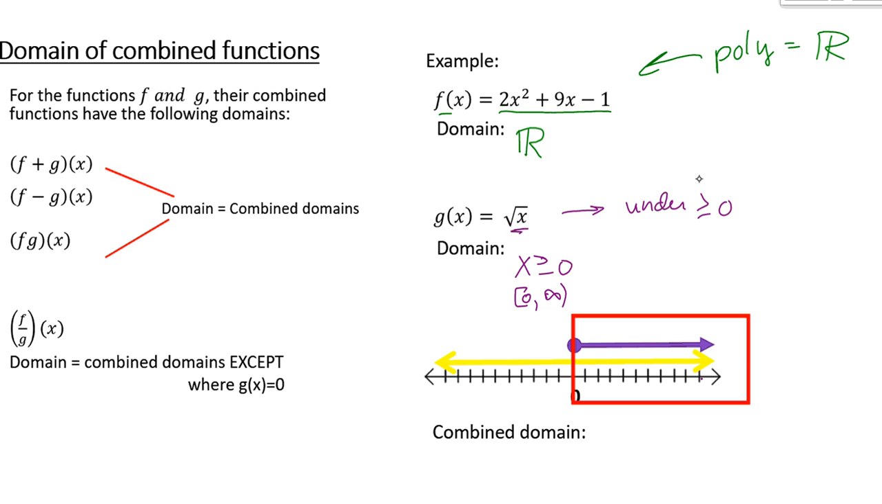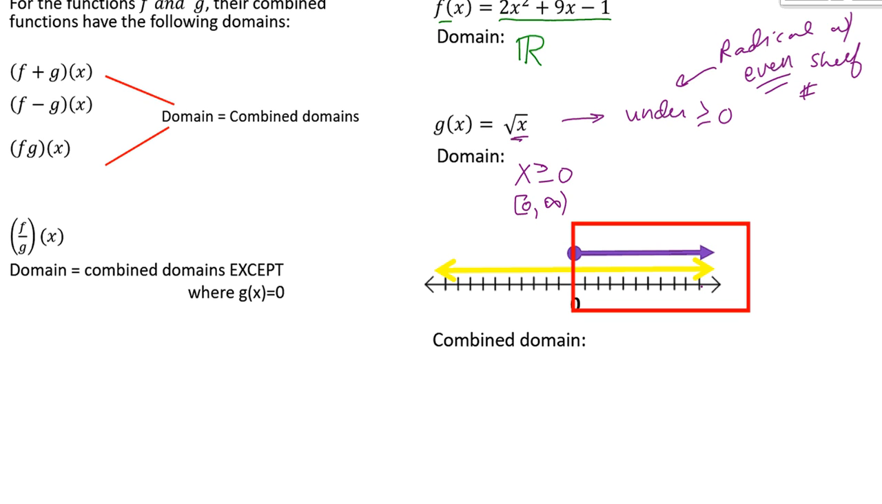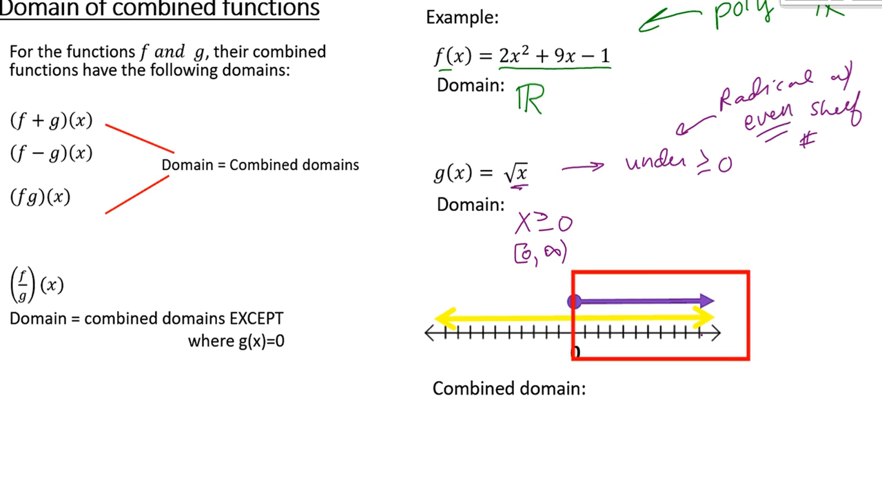So two separate ones: polynomial and radical with an even index number. Okay, so when we start to add, subtract, and multiply these together, the idea is that you just have to find the domain that they both have, something that satisfies them both.